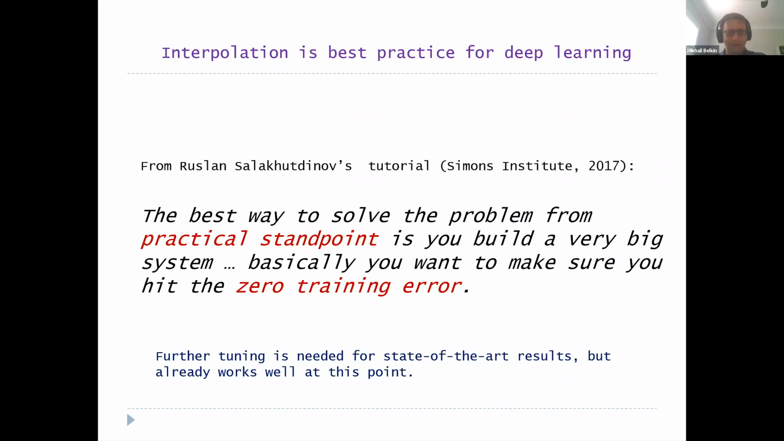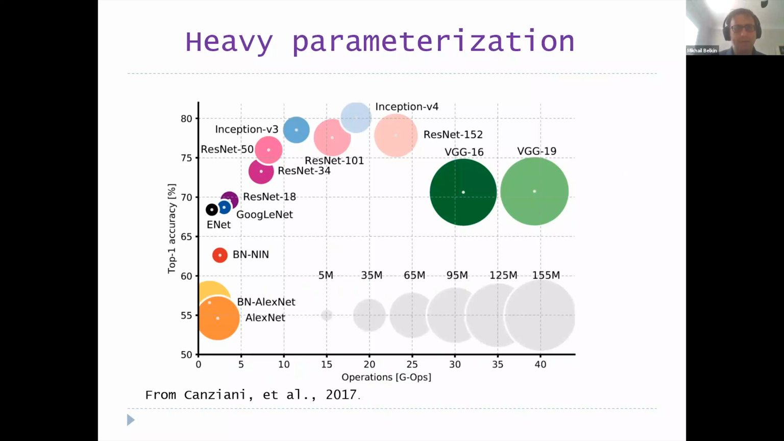I would like to point out that this idea of a very big system, I think it's useful to get some perspective on that, to look at what people have actually been doing. This is a nice summary of a number of recent architectures from Canziani et al. Each colored circle here represents an architecture, and the size of the circle represents the number of parameters that those networks have. The small ones are about 5 to 10 million parameters. The big ones are probably on the order of 150 million.